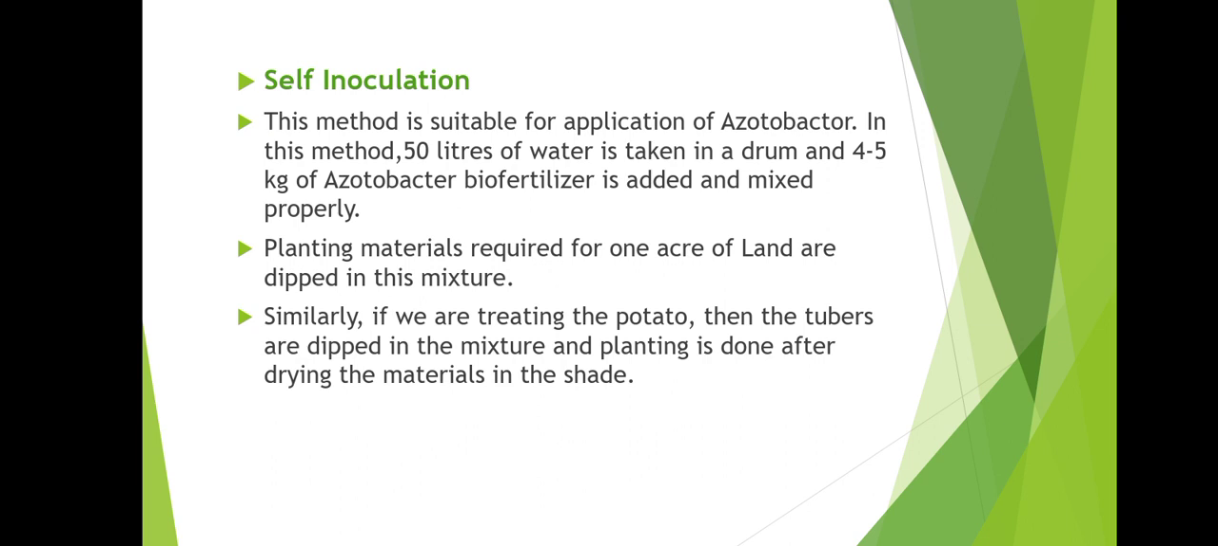Self inoculation. This method is suitable for application of acetobacter. In this method, 50 liters of water is taken in a drum and 4 to 5 kg of acetobacter fertilizer is added and mixed properly. Planting material required for 1 acre of land is dipped in this mixture. Similarly, if we are treating potato, then the tubers are dipped in the mixture and planting is done after drying the materials in the shade.